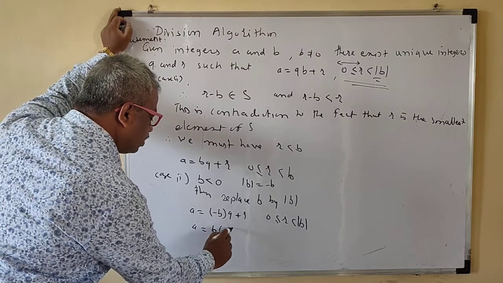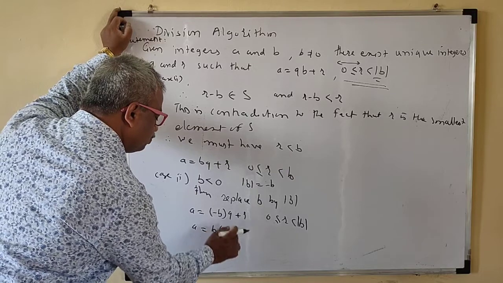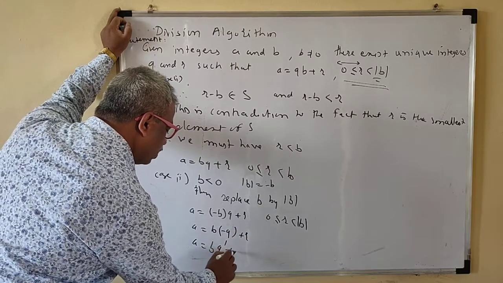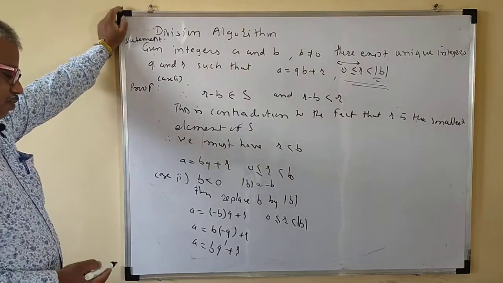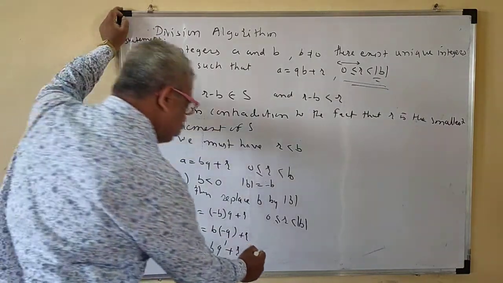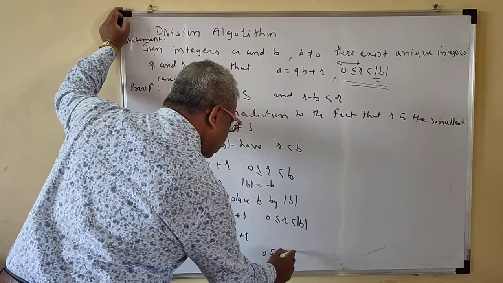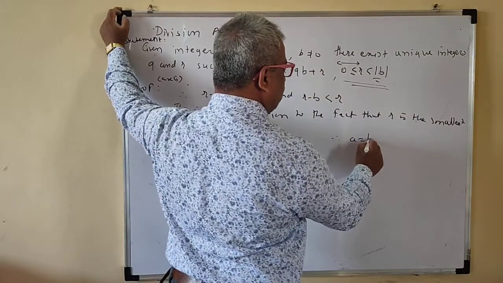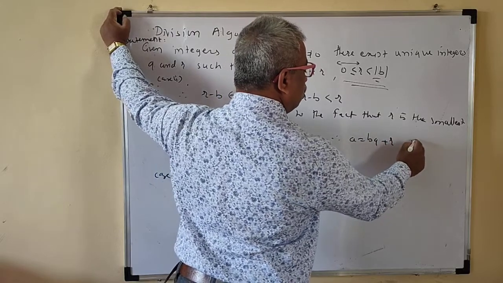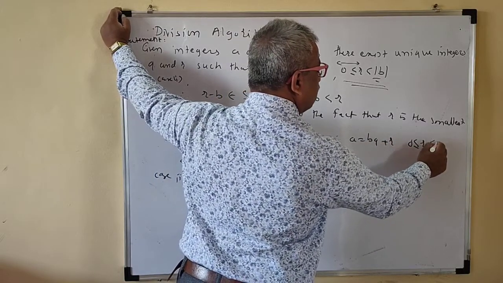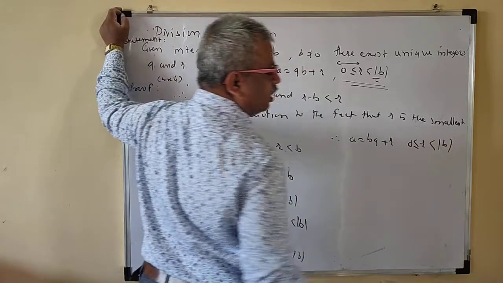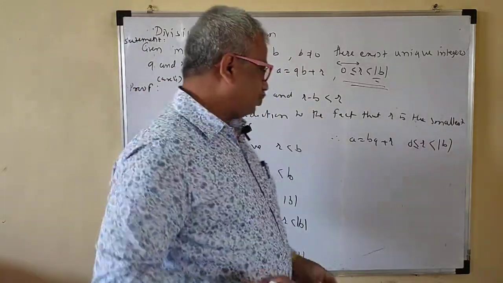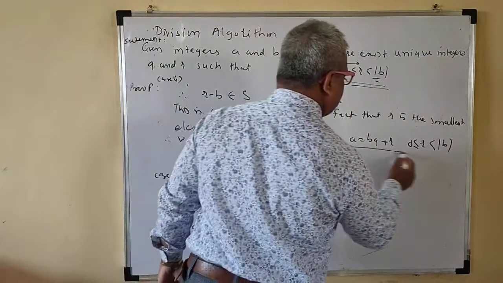So this is minus Q dash, then minus Q plus R. So B is equal to Q dash plus R, right? So another Q will be there, right? So 0 is less than or equal to R, less than mod B. Okay, so therefore, A is equal to BQ plus R, 0 is less than or equal to R, less than mod of B. This is not less than or equal to, it is less than mod B, maybe because the remainder may be 0, right? Okay, so we have proved this.